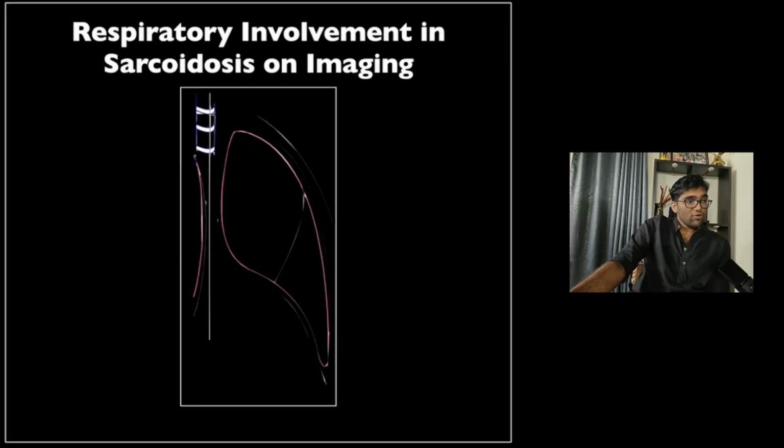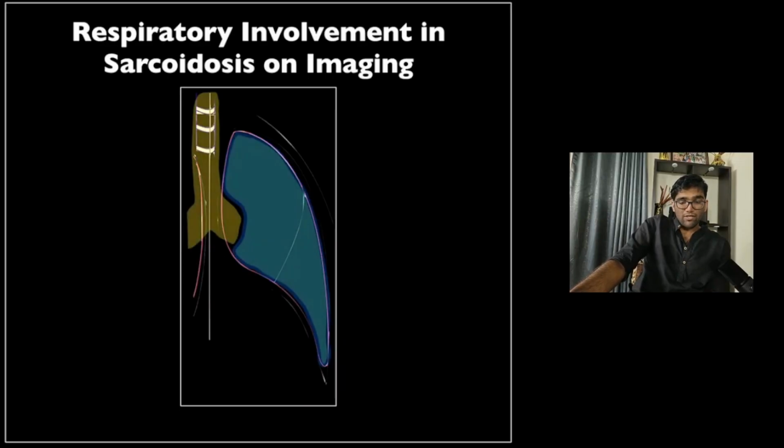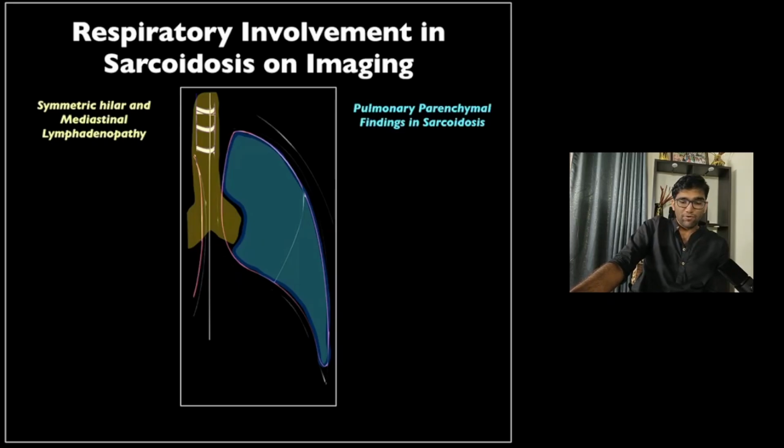Now coming to respiratory involvement in sarcoidosis. So there are two types of respiratory involvement in sarcoidosis on imaging. One is hilar lymphadenopathy, which importantly is symmetric hilar mediastinal lymphadenopathy. And then we have pulmonary parenchymal findings, which I've shaded in blue. These lesions show a characteristic upper to mid zone predominance.